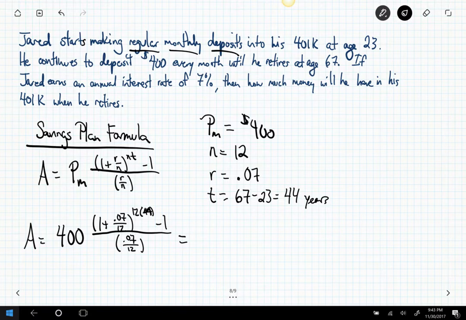So when we do all this, and we multiply after you get the whole fraction, and I'd recommend doing the fraction first and then multiplying by the 400, how much money do we finish up with?